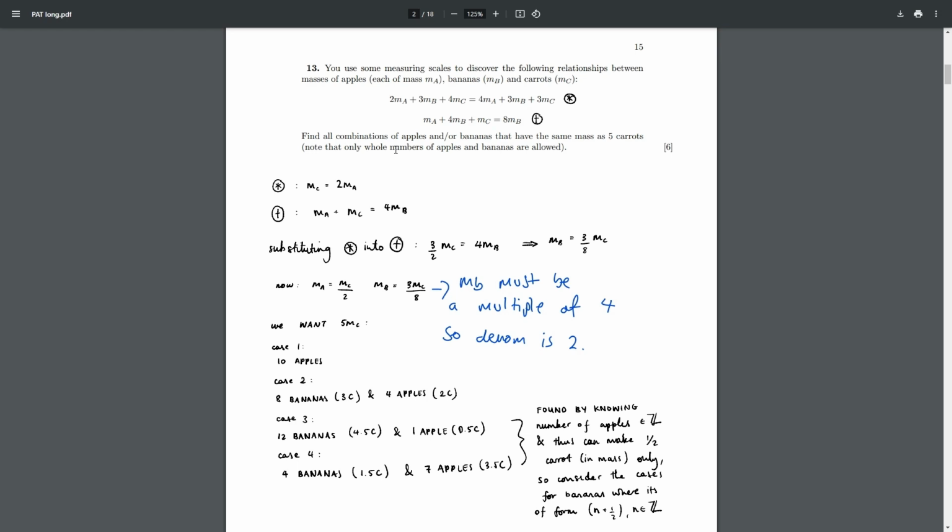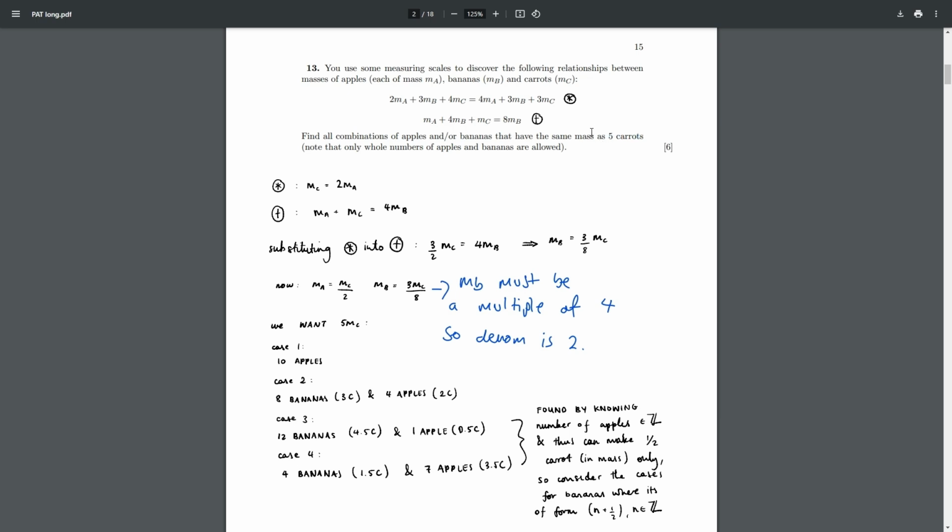So these are solutions to the long response questions on the 2023 PAT paper. And we're starting with question 13. We use some measure scales to discover the following relationship between the mass of apples MA, bananas MB, and carrots MC. And we're given these two equations, which we can label with a star and a plus. We're asked to find all the combinations of apples and/or bananas that have the same mass as 5 carrots.